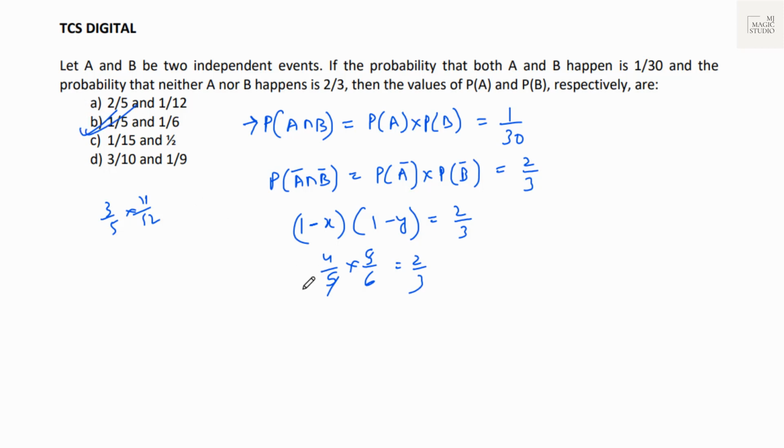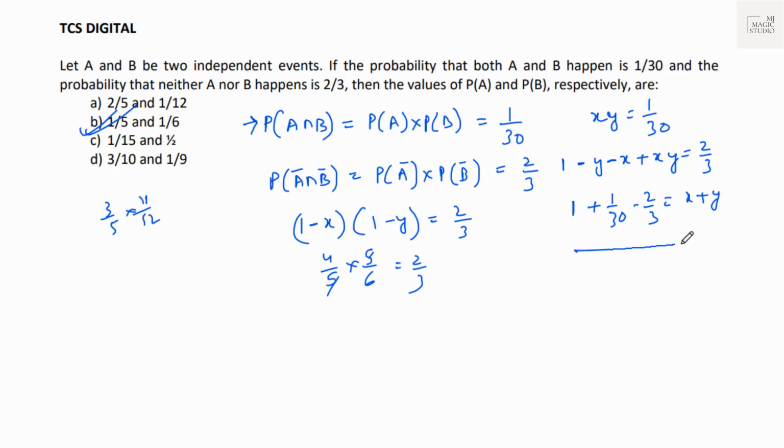But in case it is a theta based question where a box is given and they have asked what would be the value of P(A) or P(B), then we need to just solve. We have got 2 equations. x into y is 1 by 30, and 1 minus y minus x plus x into y is 2 by 3, or 1 plus 1 by 30 minus 2 by 3 is x plus y. If I do this, 30 plus 1 minus 20 is x plus y. So x plus y gives me 11 by 30 and xy is 1 by 30.